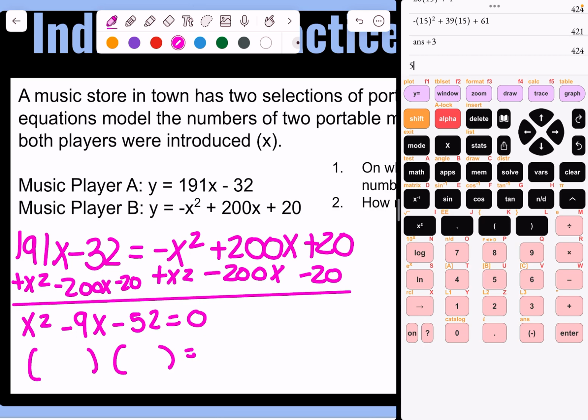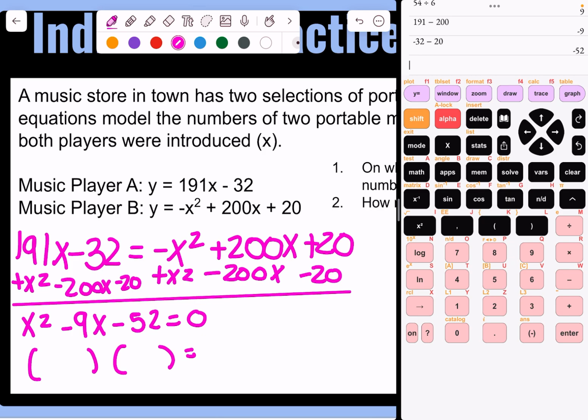All right, let's see what can divide into 52. 6 and 9, that's not going to help me. 3 and 18, no good. I'm making mistakes. 191 minus 200 is negative 9. Negative 32 minus 20 is negative 52.